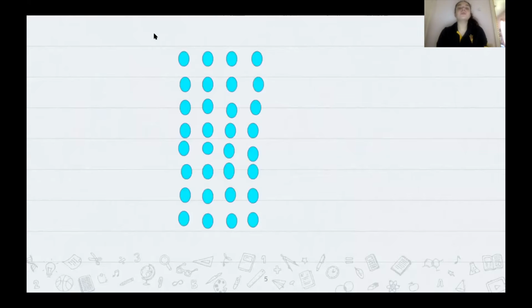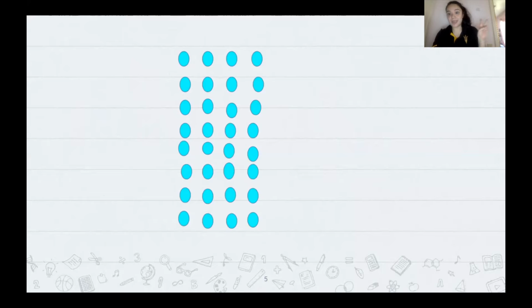So next we have eight rows, and there are 4 in each row. So this time we're going to skip count by 4s 8 times. I'm going to do it on my fingers so you can watch, but I want you to say the numbers out loud with me. So we're starting with 4. That's our first number in our skip counting line.